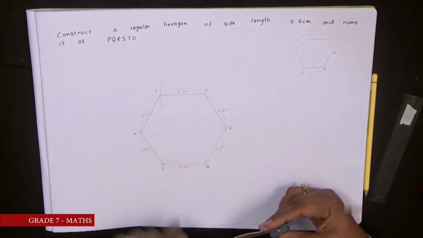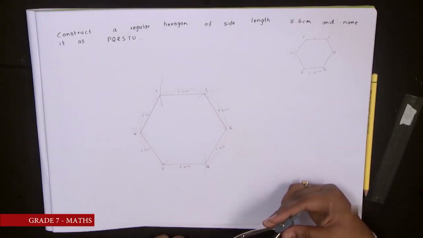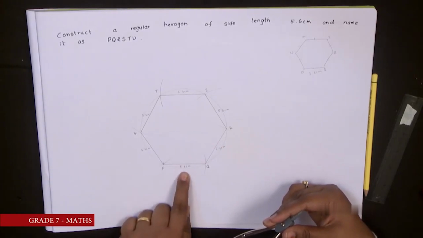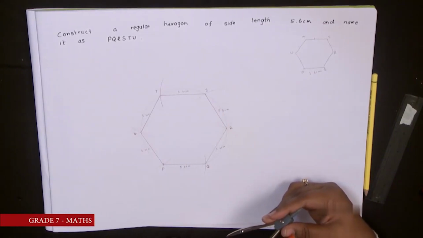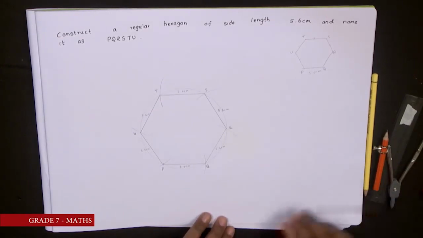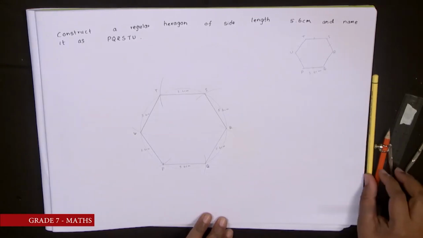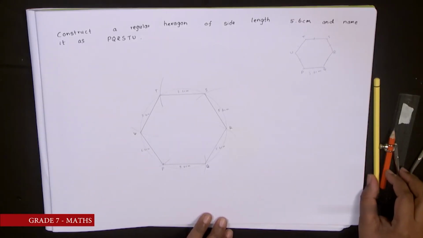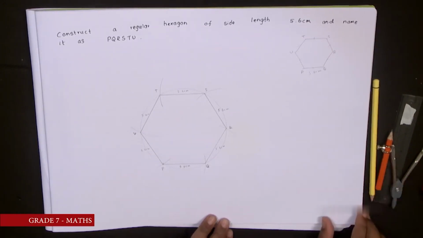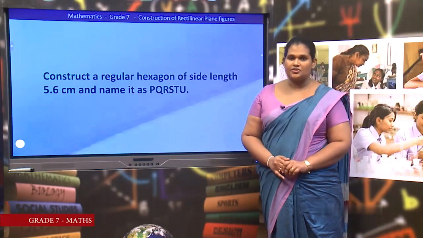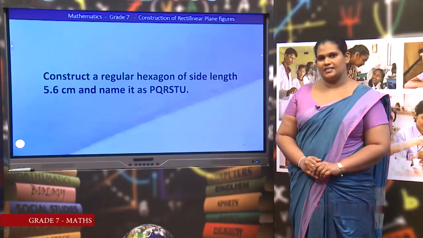Likewise, I have constructed all 6 points or all 6 vertices of the regular hexagon. Then I have joined the points, marked the length of each side and then named the vertices of the regular hexagon. Now, this is how to construct a regular hexagon using a circle. So, we have completely constructed the regular hexagon PQRSTU of side length 5.6 centimeters. That is how to construct a regular hexagon using a circle.